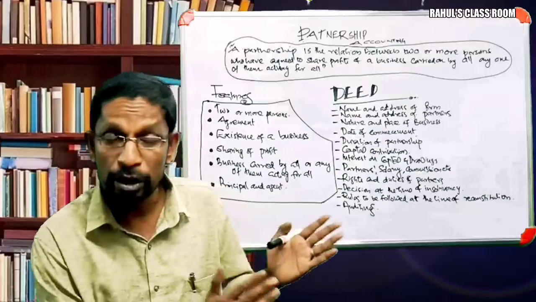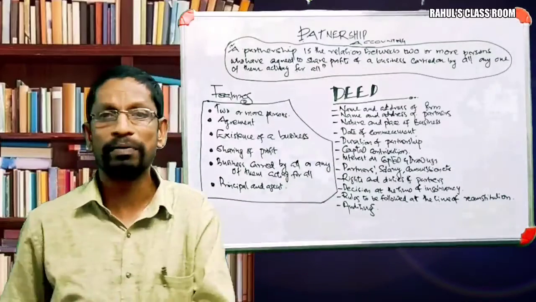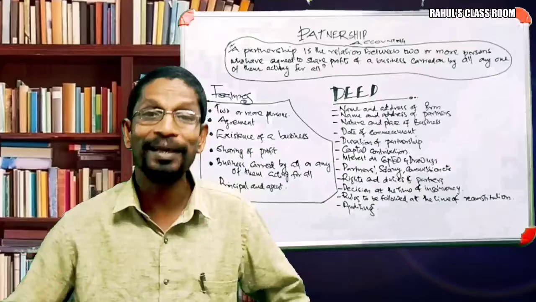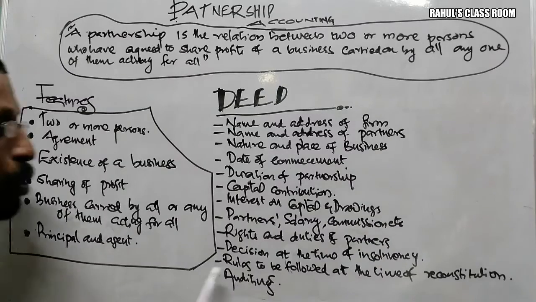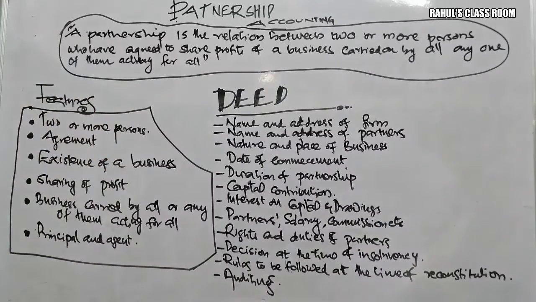We told previously, the partnership deed acts as the Magna Carta of the partnership organization, because why? It clearly defines the rights and duties of partners. Okay. The next one, the decision at the time of insolvency. At the time of insolvency, how they are treating the insolvent partner, how they are treating the accounts, etc. These sorts of details will be there in the partnership deed. Then again, next one, rules to be followed at the time of reconstitution.